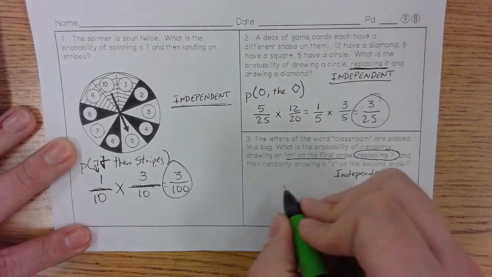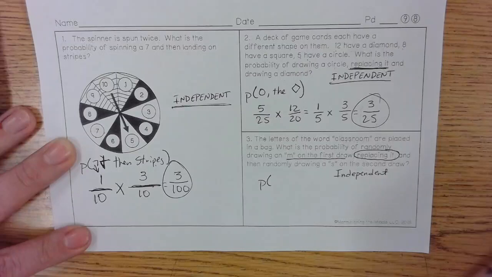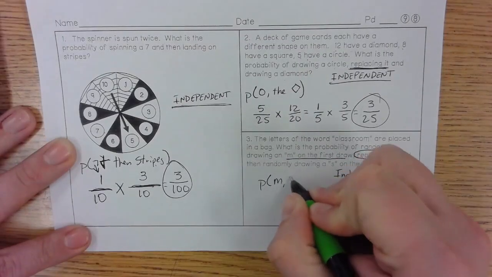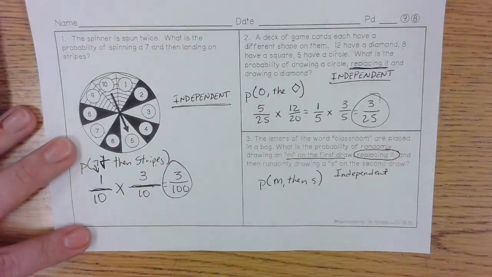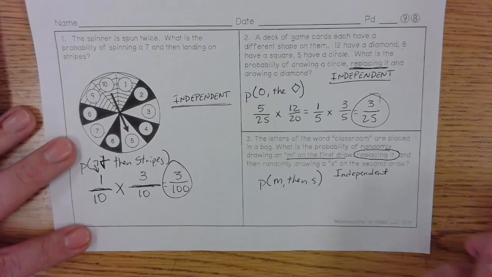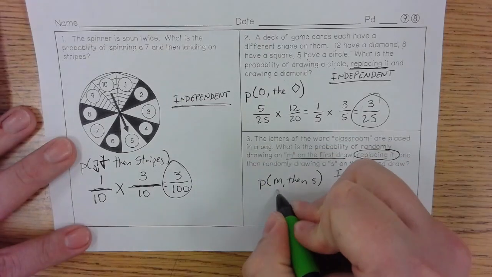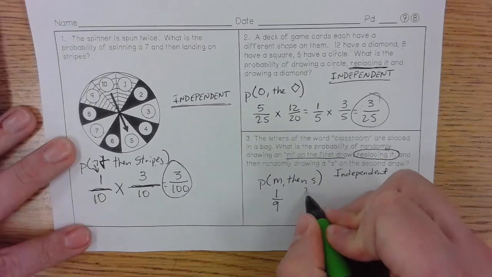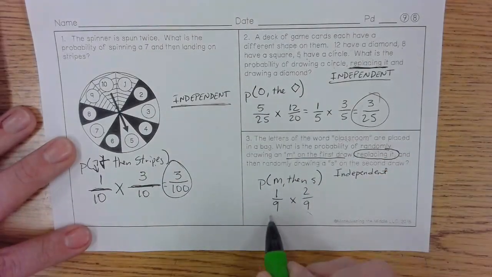So we need probability notation. We've got probability of M on the first draw, then S on the second. Well, fractions again, so we're going to look at how many M's there are: 1, 2, 3, 4, 5, 6, 7, 8, 9, so 1 out of 9. And then how many S's, so that would be 2 out of 9. There's no cross simplifying to be had.